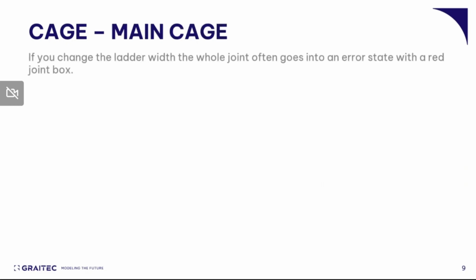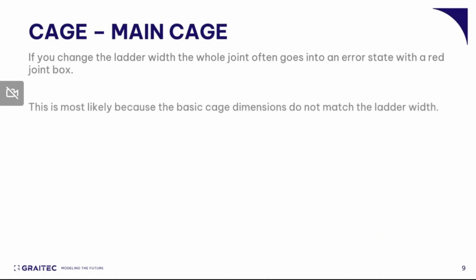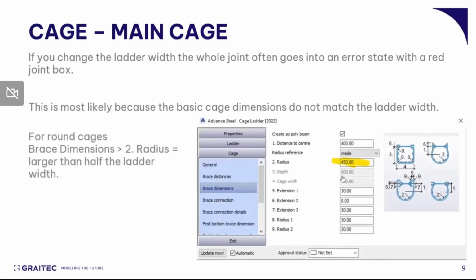If you change the ladder width, like we said already, the whole joint can go red and go into an error state, and it's probably because the cage dimensions don't suit the size of the stringers. So if the stringers are too wide apart, the cage can't make it work. You have to adjust the cage dimensions. And most importantly, if it's a round cage, you're going to have to play with that value highlighted in the box, number 2 radius, to get that so that the diameter of the cage is wider than the distance between the stringers. You're likely to also have to adjust the distance to center, so it's somewhere close to the radius. It doesn't want to be too much bigger or smaller because it doesn't make too much sense.